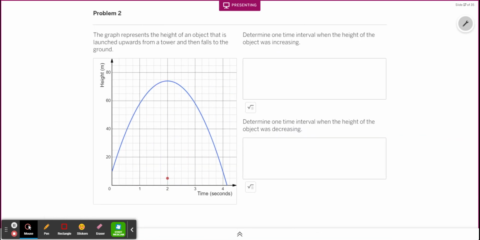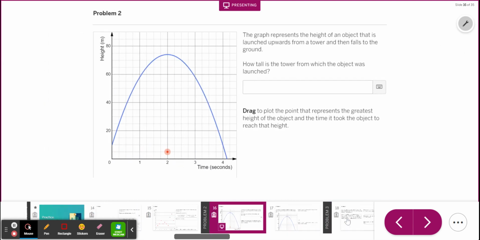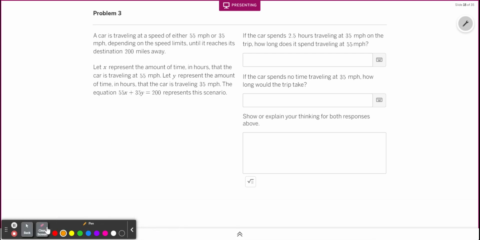And then when are we, the one time interval where the height of the object is increasing, and then where are we decreasing? How many seconds? Problem 3 is kind of the more struggling one. You have to find your information and then put it into your equation. So you might have to do a screenshot and take the information and put it in. And like screenshot and draw if you want, or do it on paper.